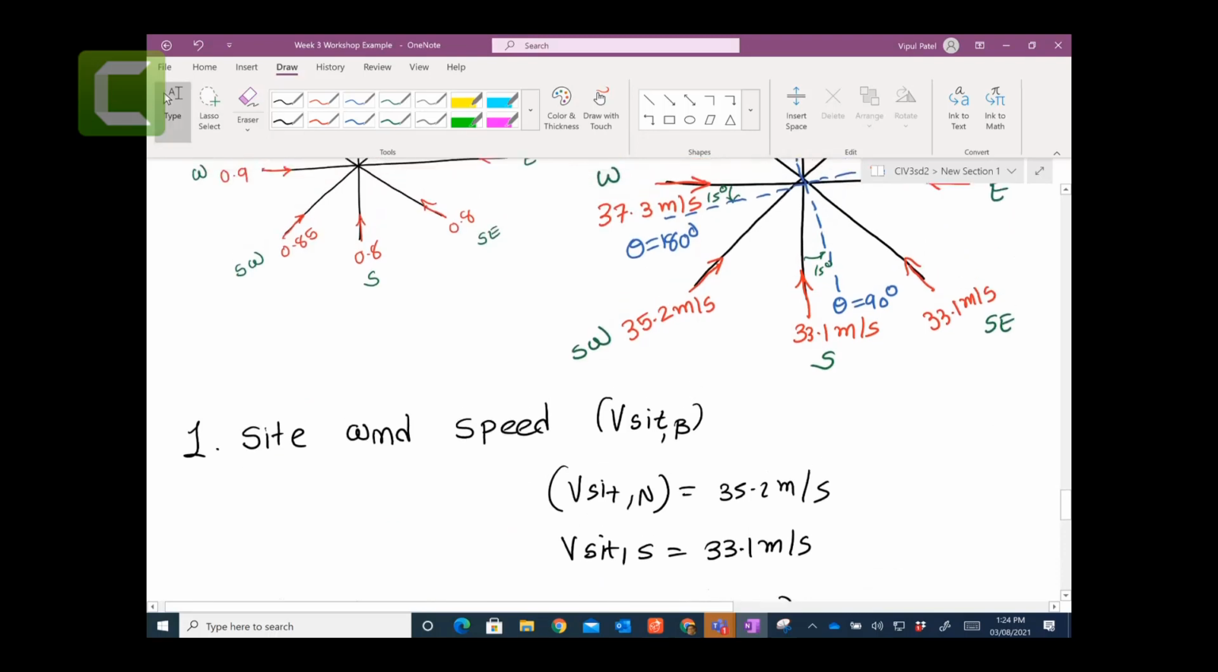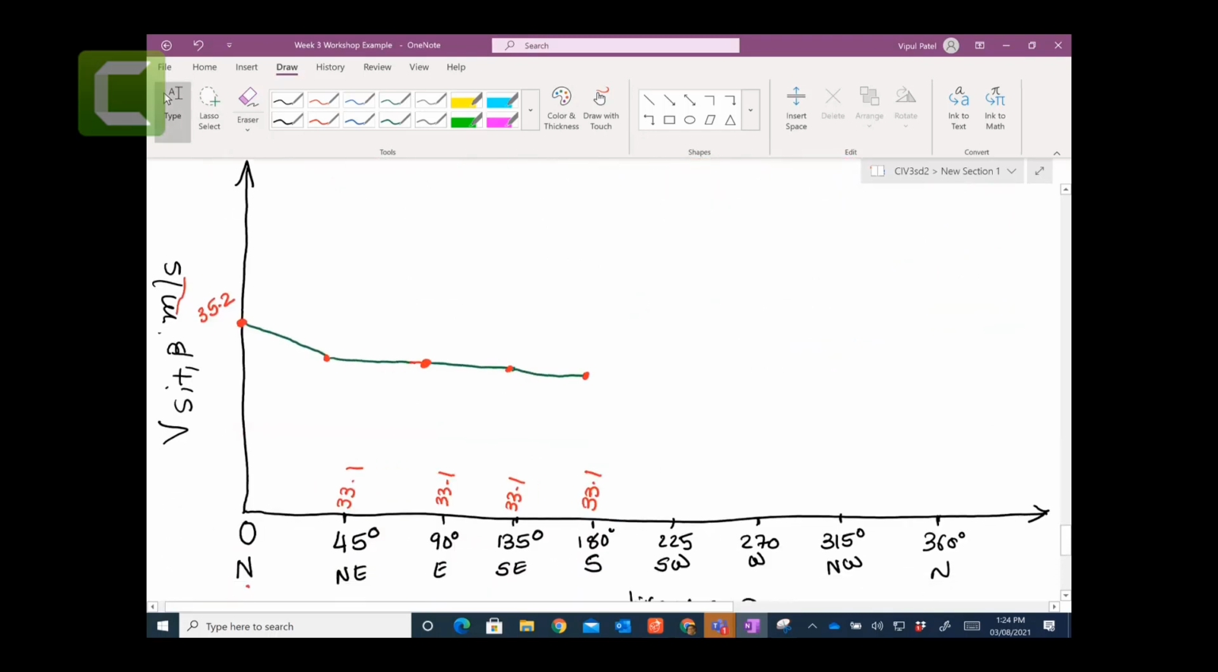Southwest 35.2. So we go back to the same level that it's here. Let me erase this. So I'll just go back. I'll just draw by scale so we can physically see. So that is 35.2 again.